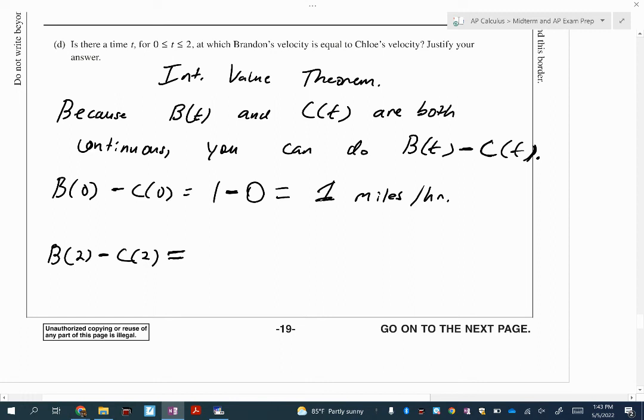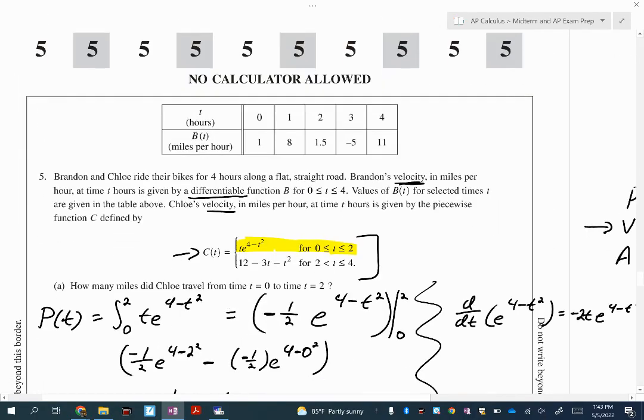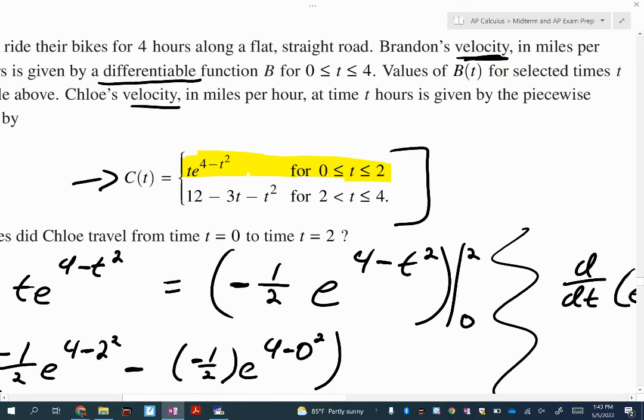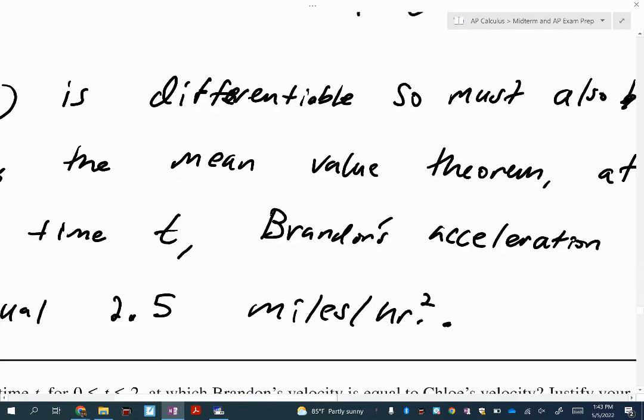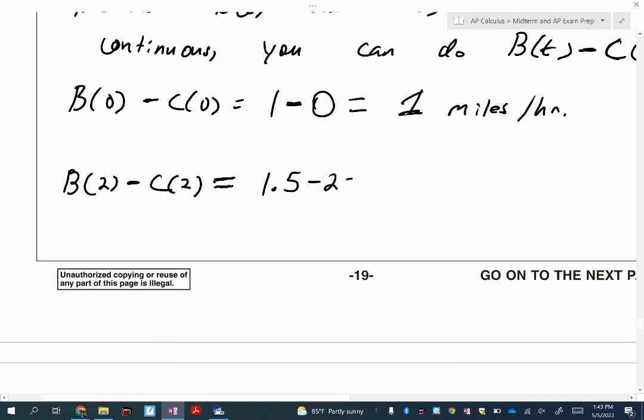Let's do the same thing for 2. Go to Brandon's table. What is Brandon's velocity halfway through the ride? 1.5. Let's go to Chloe's function. Where am I plugging in 2? Be careful. It says greater than or equal to 2, so stick with the same one. What's 2 squared? 4 minus 4. Anything to the 0 power is 1, and 1 times 2 is 2. So her velocity is 2. And what happens when you subtract 1.5 minus 2? Very good, negative half mile per hour.